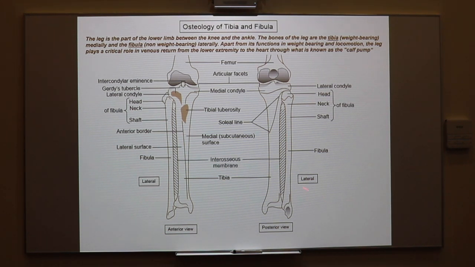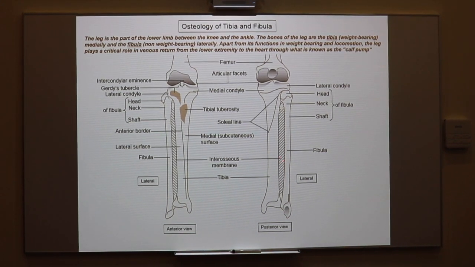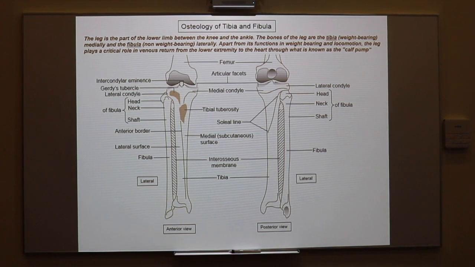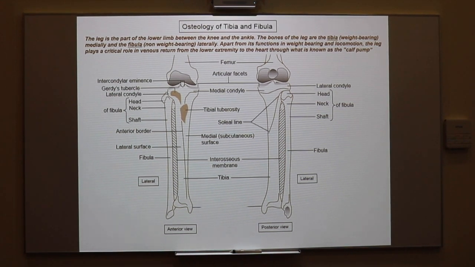If we go down here, this is the interosseous membrane, which is lying between the medial border of the fibula and the medial border of the tibia. If we go down here, we would find the two malleoli. One is the medial malleolus, which is at the lower end of the tibia. This prolongation is called the medial malleolus. And then there is a prolongation from the fibula, which is called the lateral malleolus.